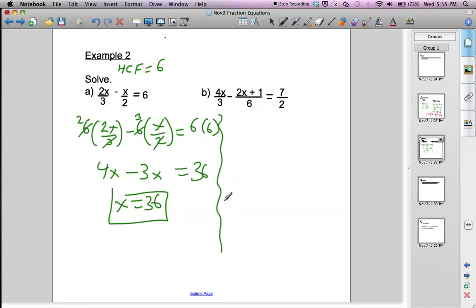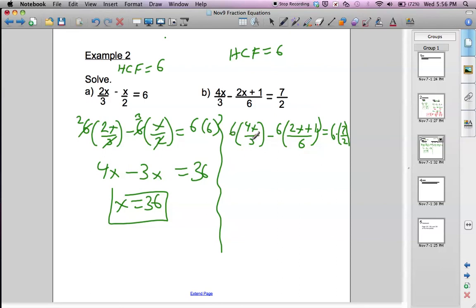Now, I don't think I have enough room here. Perhaps I'll squeeze it over here. These three numbers, 3, 6, and 2, the HCF is also 6 for these three numbers. So to get rid of all these fractions, we multiply everything by 6. So we have 6 times 4x out of 3 minus 6 times the fraction 2x plus 1 out of 6 equals 6 times 7 out of 2. Okay? Everything is multiplied by 6. Everything on both sides of the equation.